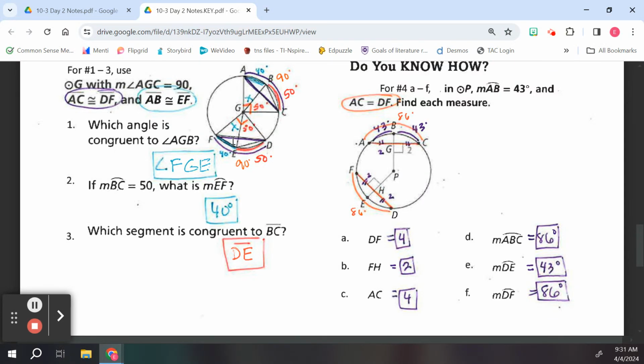And then which segment is congruent to BC? In that case, it's going to be DE, because of that split. Are there any questions on 1 through 3?